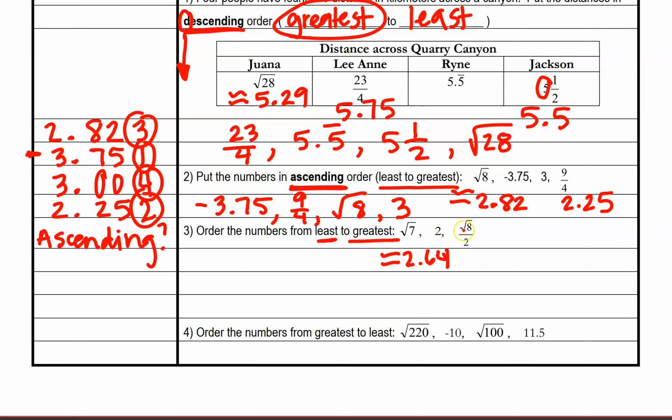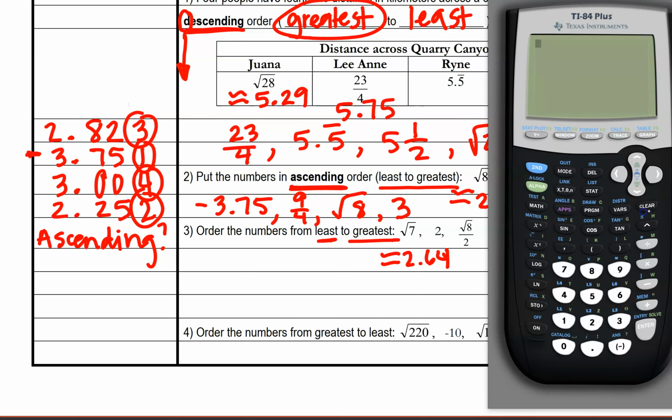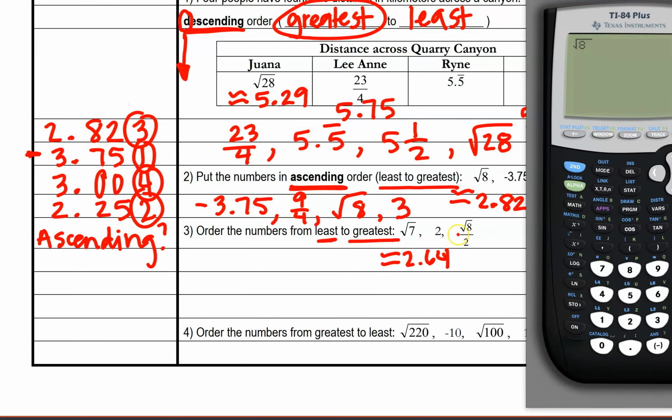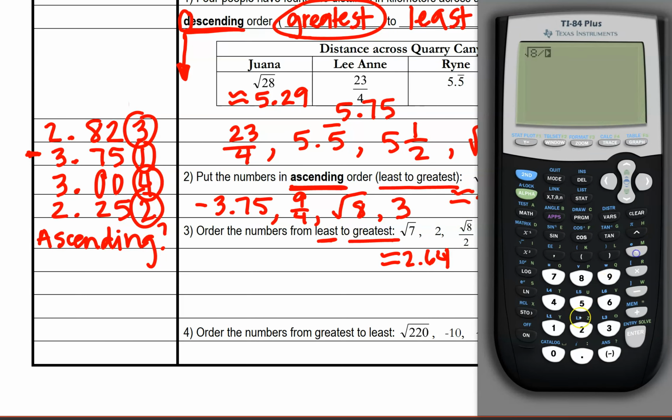Oh, look at this next one. How do we put that one on the calculator? Square root of 8. Do you know what a square root of 8 is? And then it says divided by 2. Well, the way that you can do this on the calculator is you can do square root of 8. Now, let me ask you this question. Is the square root on the 2 as well? Can I just say square root of 8 divided by 2?